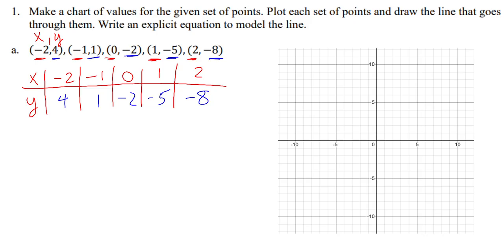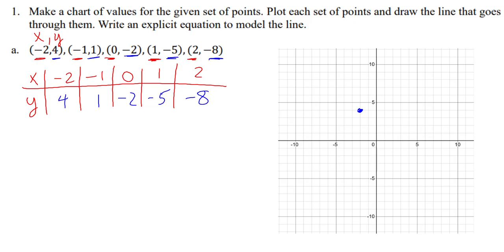So first we're going to plot the point -2, 4. Since the x value is -2, we're going to go to the left 2 from the origin. And then the y value is 4, so then we'll go up 4 units. So left 2 and up 4 units.